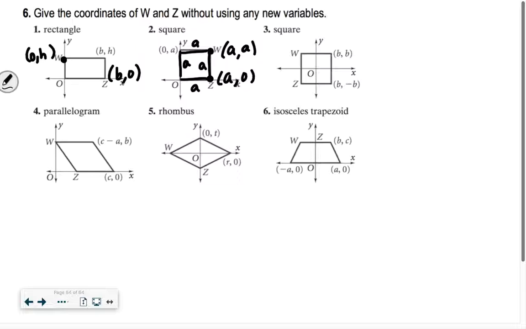Do you understand this process? All right, try 3. A little bit tricky. So it's saying go over B, up B to get to the corner point. I'm also going to need to go over to the left B and up B to get to W. So W should be negative B comma positive B. Easy enough? How about Z? Negative B, negative B. It's in the third quadrant, right?